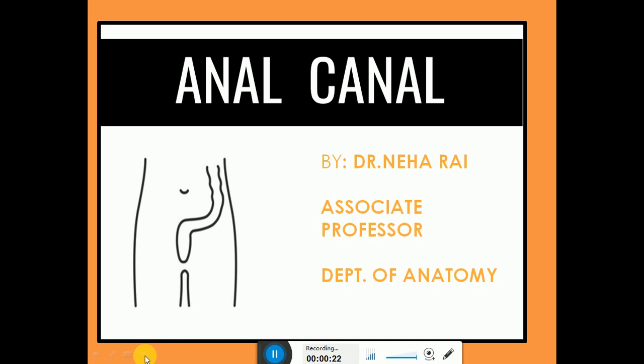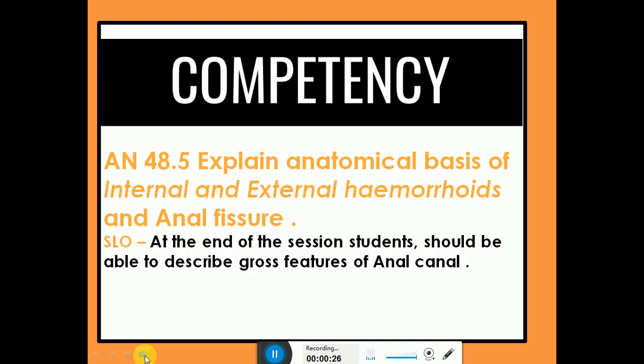So today's topic is anal canal. The competency for this anal canal by MCI is to explain the anatomical basis of internal and external hemorrhoids and anal fissures. So it has more surgical relevance, but at the end of the session you should be able to at least describe the gross or anatomical features of the anal canal.